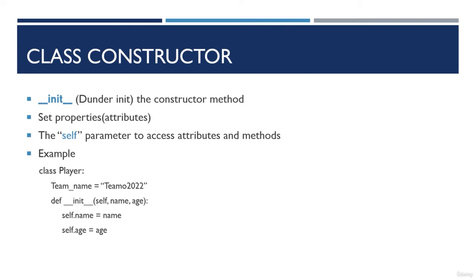And the second parameter is name, and the third parameter is age. So you can see inside the indented body of that constructor, self.name equals name, self.age equals age. The self parameter here is a reference for the current instance you create based on the same template. That's all about it. I hope you enjoyed this lesson.